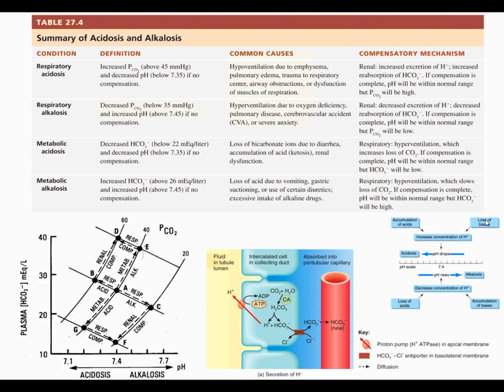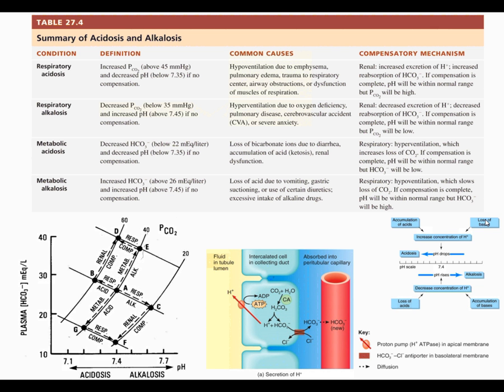Table 27.4 here shows two different forms of acidosis and two different forms of alkalosis. So there are four different conditions that can develop. Respiratory acidosis is where there's an increased PCO2 and our pH drops. This can occur from things like emphysema that results in hypoventilation, pulmonary edema, trauma to the respiratory center, airway obstructions, or dysfunction of muscles of respiration. So basically, a lot of it has to do with our lungs not being able to breathe off enough CO2.